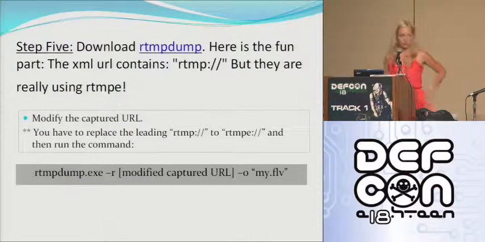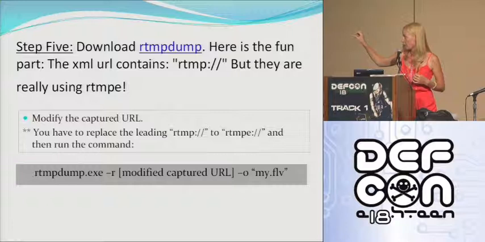Okay, the next thing you have to do is download RTMP dump if you don't have it already. And here's the fun part. They're kind of tricky. It looks like it's RTMP, but it's not really RTMP. It's RTMPE. So if you just change the URL to RTMPE and then run that command in RTMP dump, you're going to download the file.